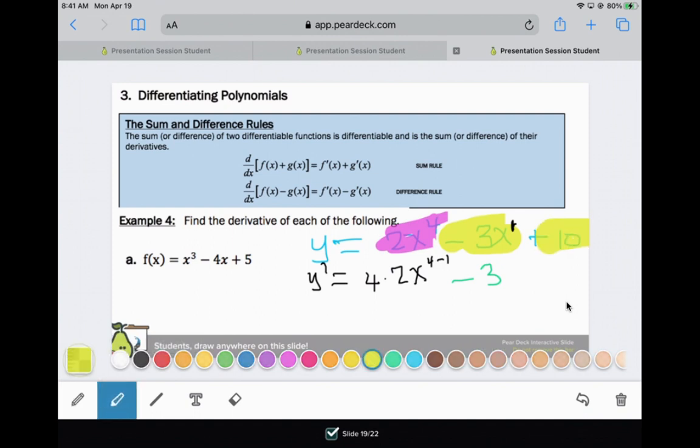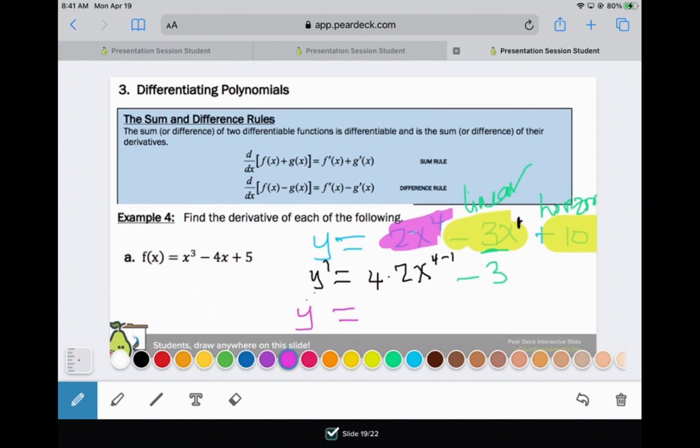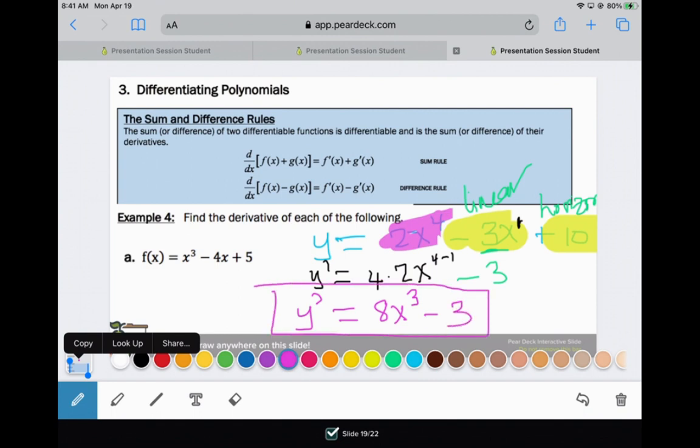And then if I look at the last one, it is a 10, the constant, it's going to disappear because this one is a horizontal line. Right? Horizontal line, the slope is 0. This is a linear function. This is the slope. Yes, so it's going to be -3. I'm going to finalize this problem. So y prime. Okay, this 4 times 2 is 8. 4 minus 1 is 3. That's -3. So this is my derivative. Okay.